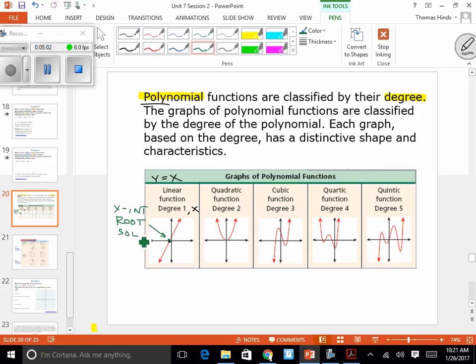What you're going to find out is the degree is going to tell you how many of those you're going to have. Because again, when you make your picture, if it's an x to the 1 power, you know it just hits the x-axis one time. There it comes. If it's degree 2, that means the largest exponent in the problem is a 2. So it's easy to find.